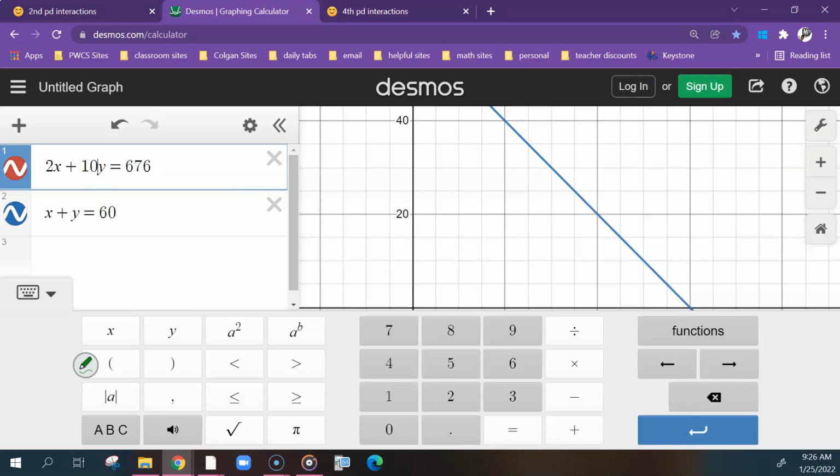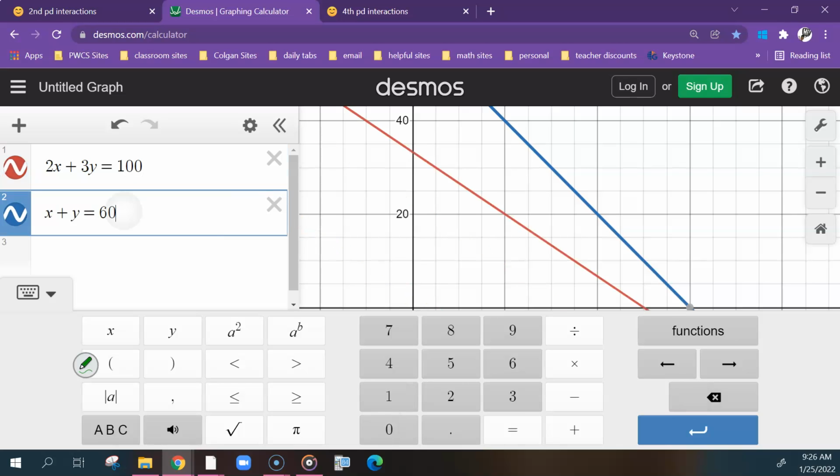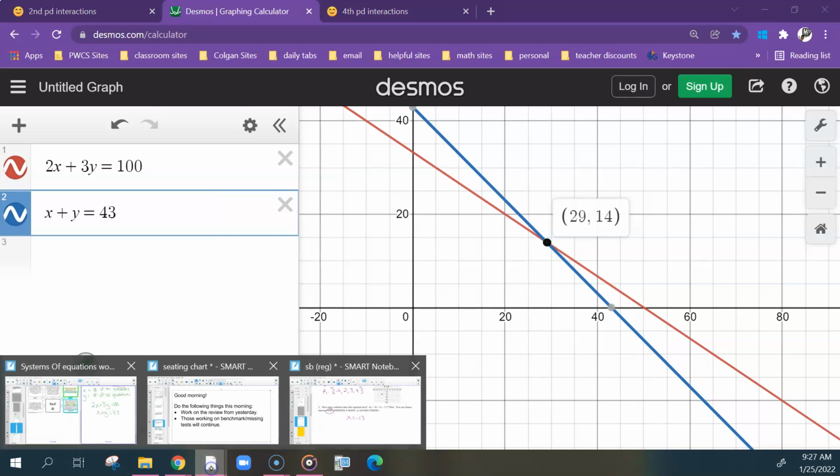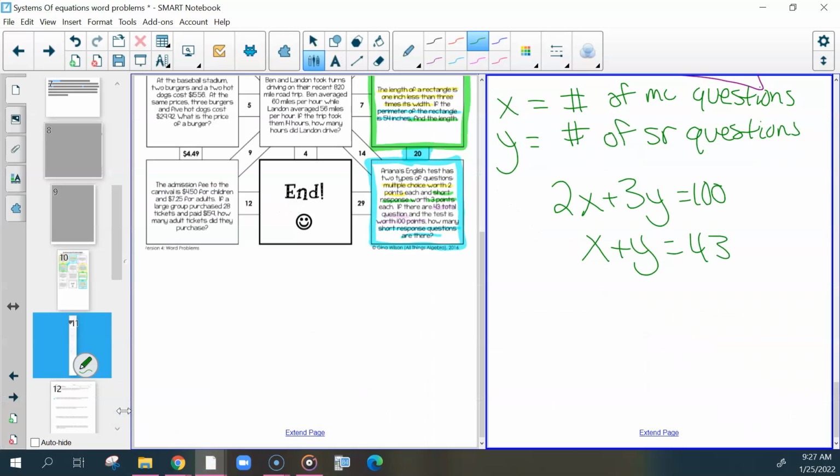2x plus 3y equals 100, and x plus y equals 43. 29 and 14. And we're looking for the number of short response, which is our y. So we can say y is 14.